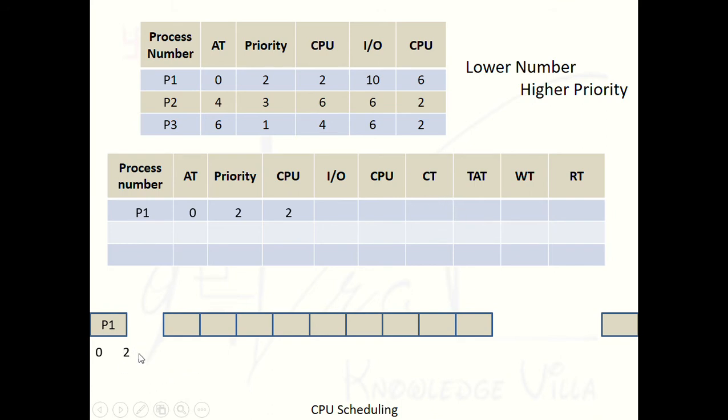Now check at time unit 2 whether any other process has arrived or not. If we look into the arrival time table, no process has arrived at time unit 2. Get it? So no process will get the CPU and the CPU will remain idle, because the next process P2 is arriving at time unit 4. So from time unit 2 to time unit 4, the CPU remains free or idle. No one will use the CPU.